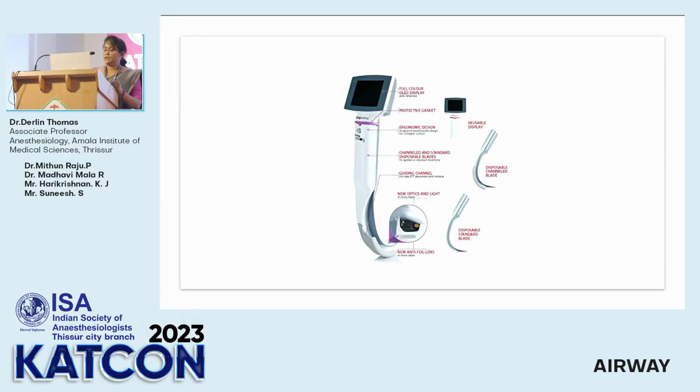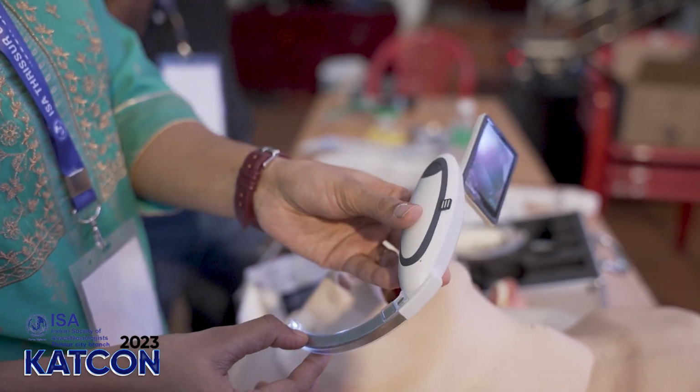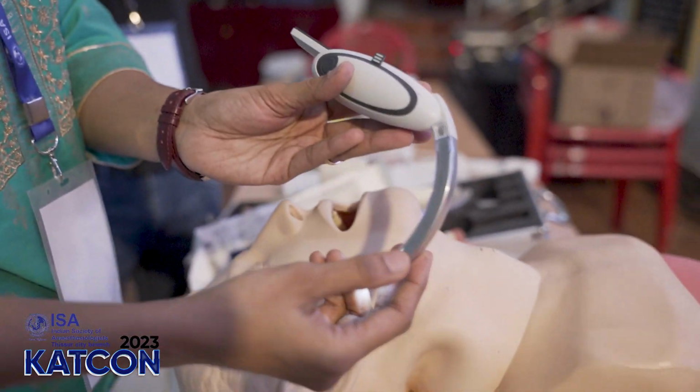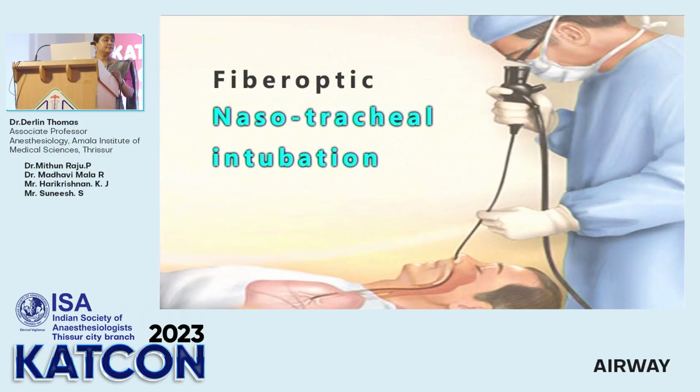Next. These are different types of video laryngoscope. This one is the King Vision laryngoscope. You can see that there is a channel blade and a non-channel blade. If you are using a non-channel blade, the problem with video laryngoscope is you have to use a stylet in the endotracheal tube. Now, coming to the fiber optic bronchoscope.